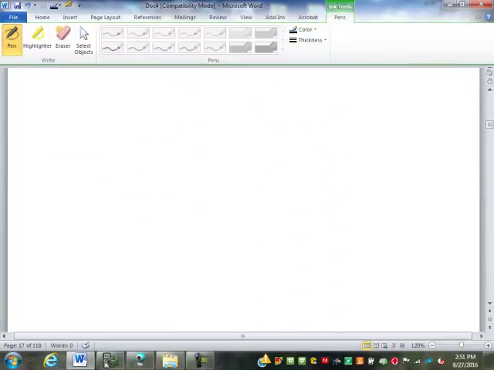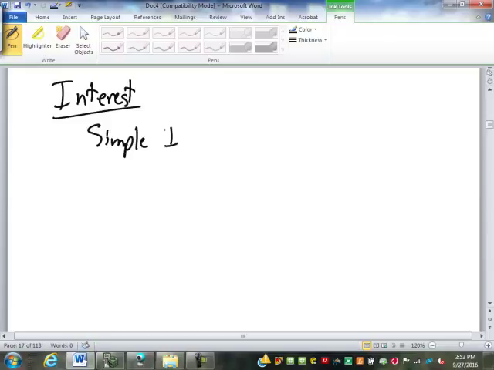I don't want to spend too much time on commission, so I want to look at the next application, which is a little bit more important: interest. Now we're going to start out by talking about something called simple interest. Simple interest is just that. It is the simplest possible way that interest can be calculated.